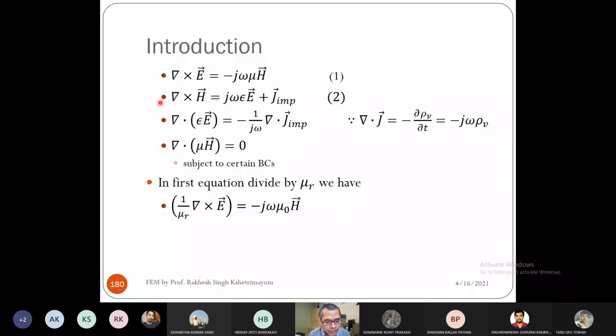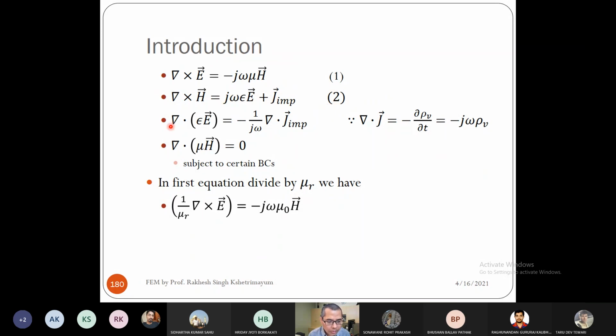You also have another Maxwell curl equation for the curl of the magnetic field. The first was for the curl of the electric field. Curl of magnetic field equals j omega epsilon E plus J impressed. Here we are giving the impressed current density, and this is our displacement current density. Let us call this the second equation.